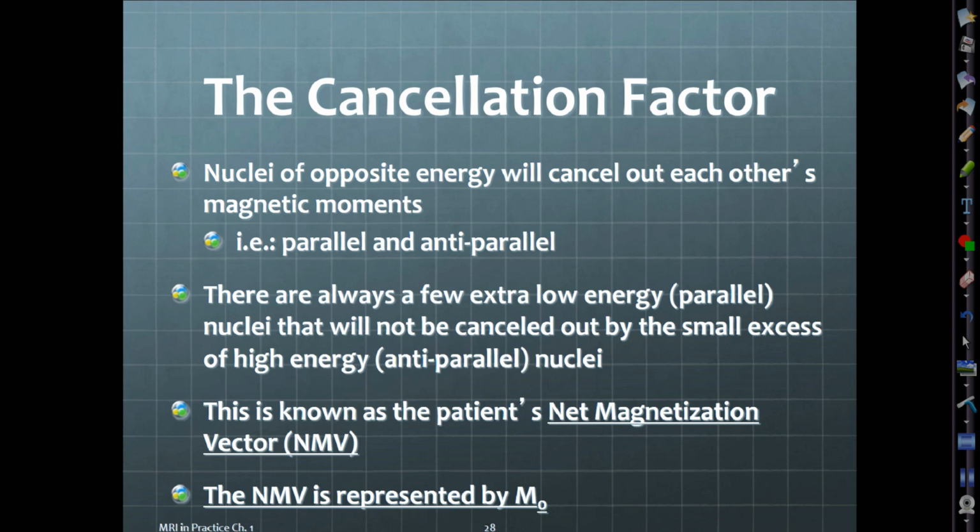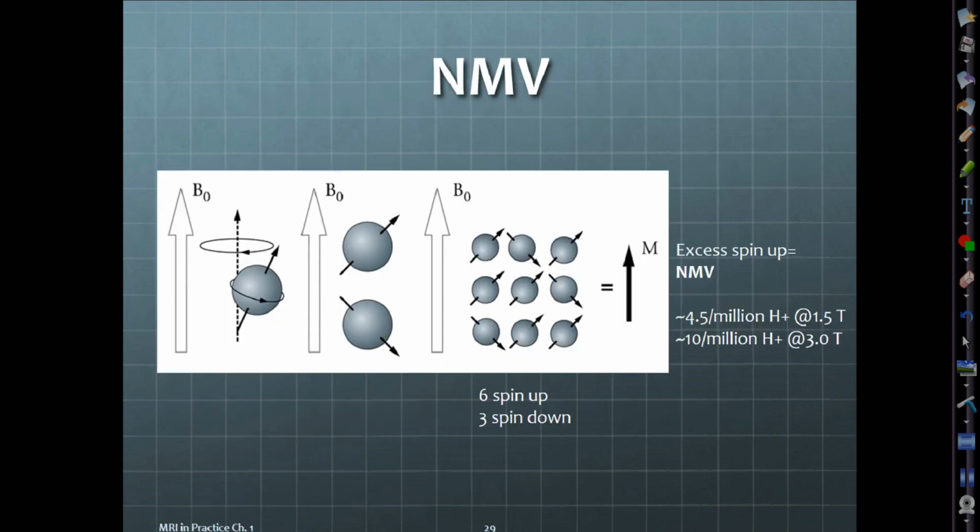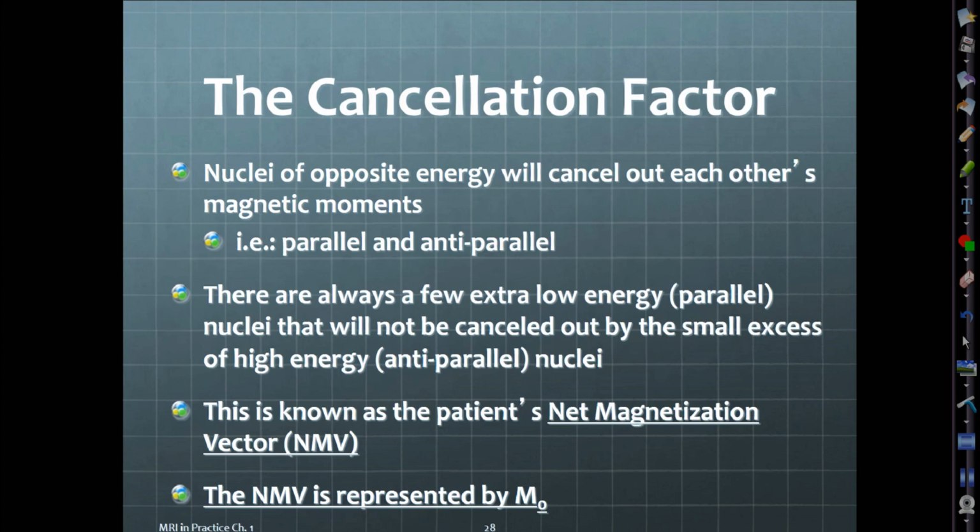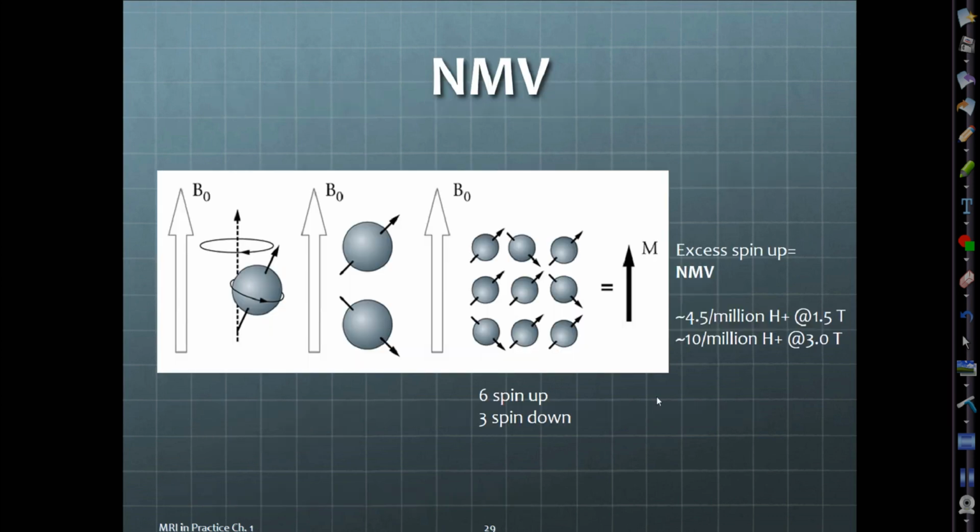And the cancellation factor is really just however many you have, and it's easier to show it on this next slide. We have 6 spin-ups, the low energy, and only 3 spin downs. So if you cancel out, okay, I'm going to cancel out a spin down, a spin down, a spin down, but I also have to cancel a spin up to go with each. 3 of them. So you're always going to have an excess of spin ups.